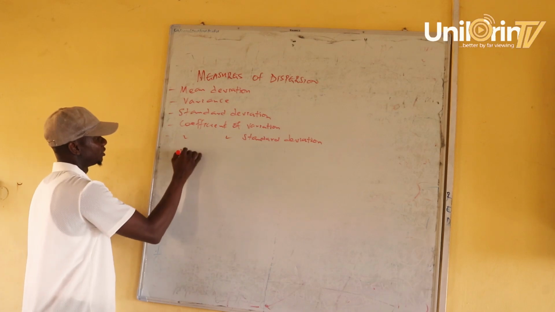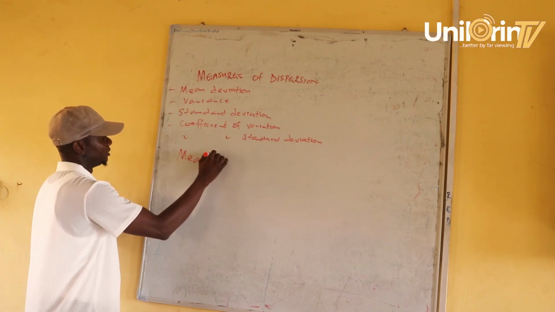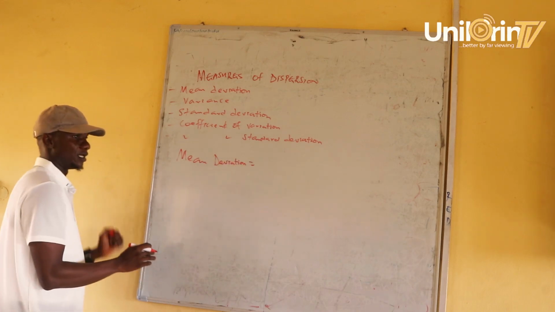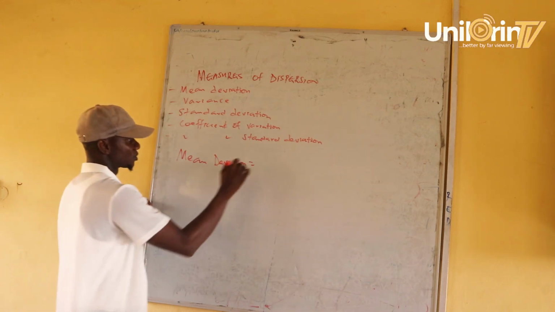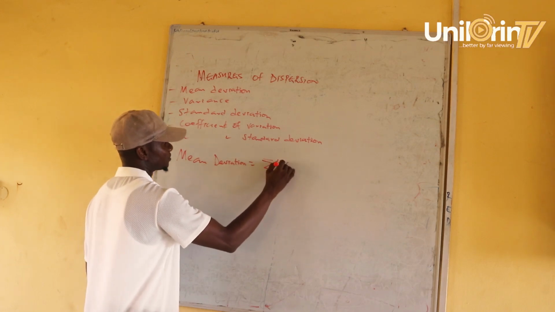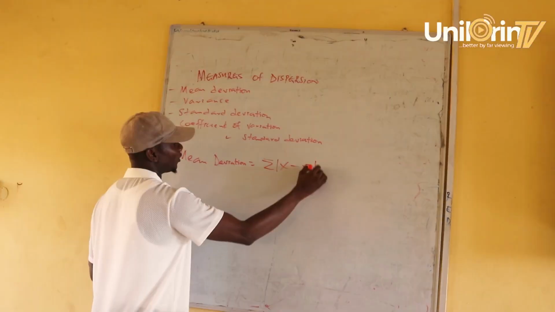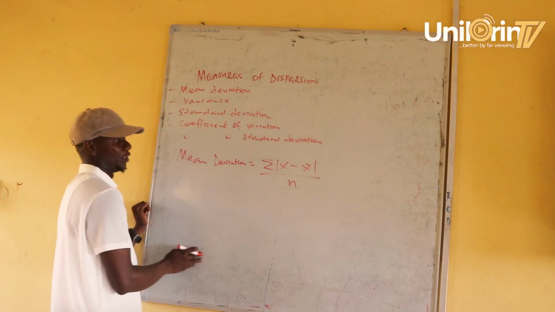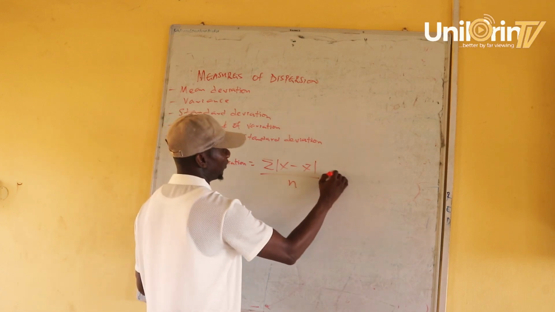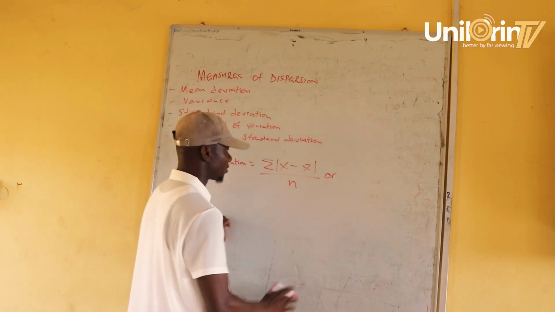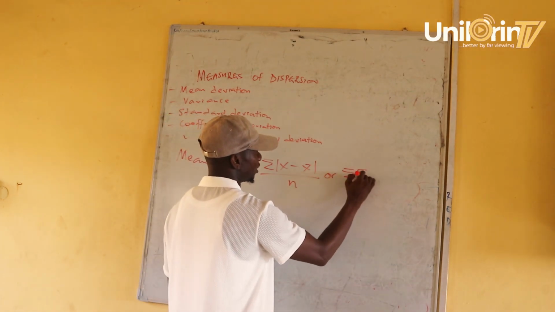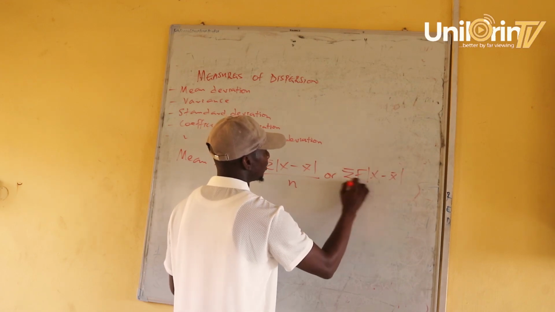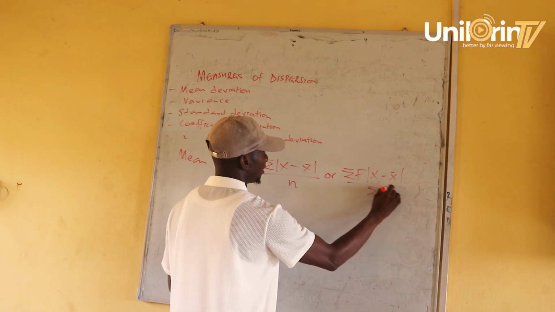Mean deviation, MD, is a measure that takes the absolute of a value from its mean, divided by n. If it were to be frequency of observation, like is shown under measures of deviation, we say summation f, absolute of x minus x bar, over summation f.